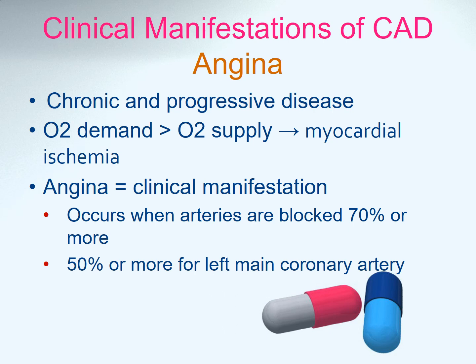So moving on to angina. This is a chronic and progressive symptom and disease. What happens is our O2 demand is greater than our O2 supply, and that will lead to myocardial ischemia. Angina is a clinical manifestation. It occurs when arteries are blocked 70% or more, or 50% or more for the left main coronary artery.